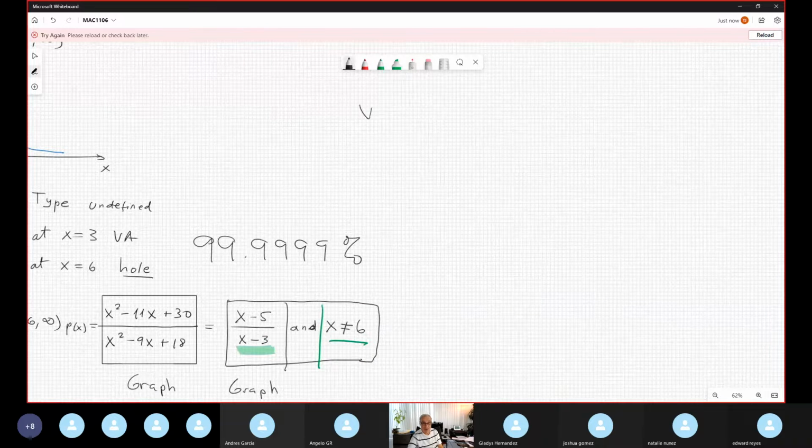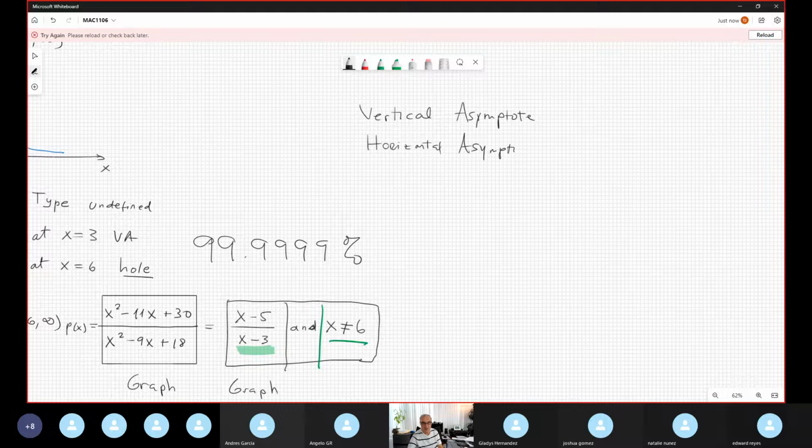Right now, vertical asymptote in detail: how you find it and what are the possibilities that we need to analyze. But of course, after I finish, we study horizontal asymptote. Vertical asymptote, and horizontal asymptote. And why not slant asymptote? But slow down. Be patient.